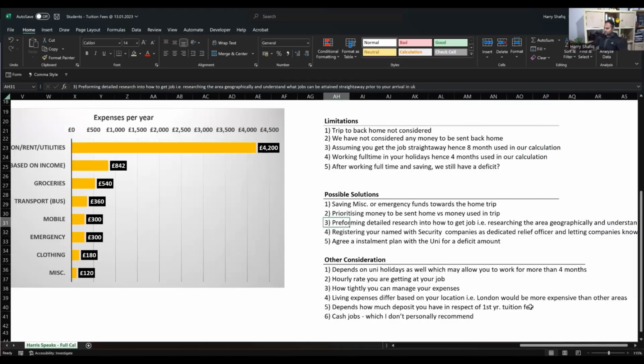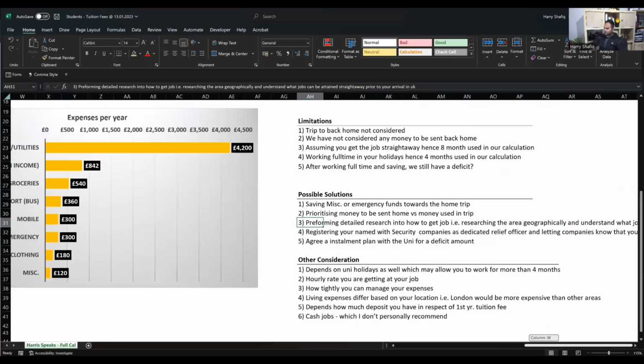understand what jobs can be attained straight away prior to your arrival in the UK. Again, we are all adults, so we need to do that research in order to get ourselves familiar with the area which we are going into, as opposed to just sitting back and relaxing. It's a big step. There would be a cultural shock, there would be mindset shock. So yeah, you need to get your house in order, I would say.